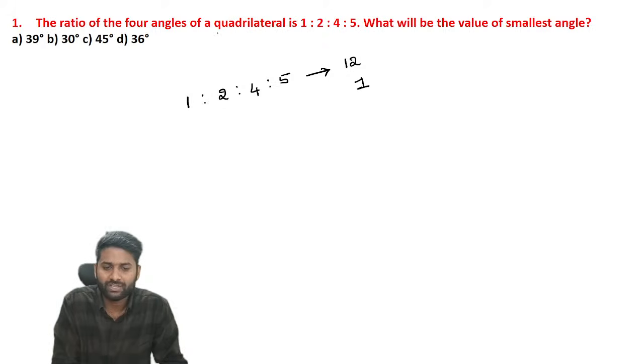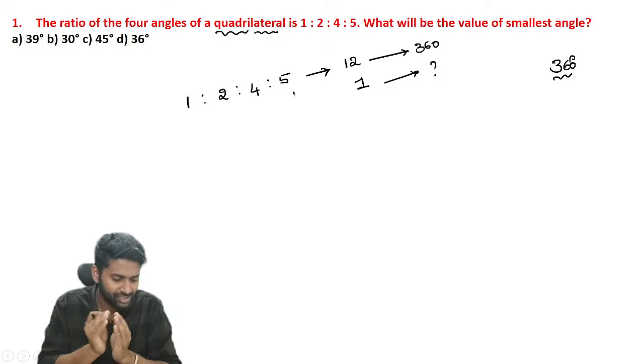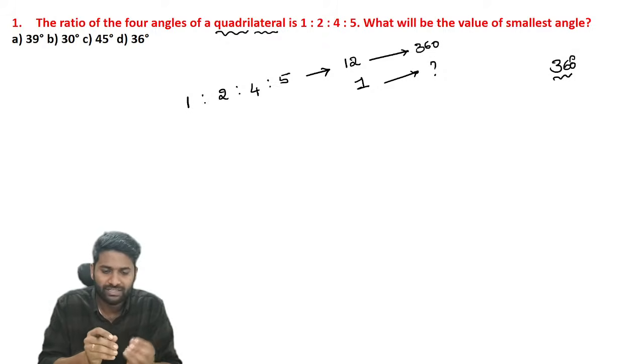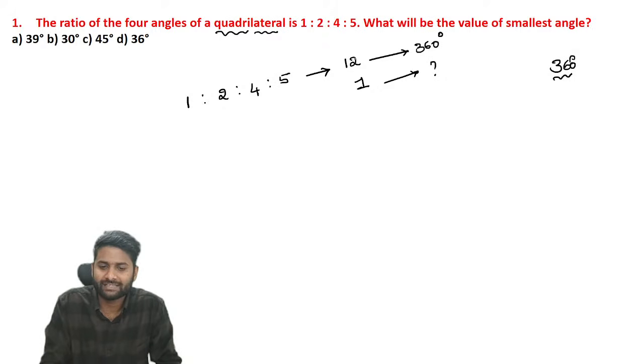But according to the question, they are talking about a quadrilateral. The sum of all the interior angles of a quadrilateral is 360 degrees. Now you can compare: 12 units is equal to 360, then how much is 1? If 12 units is equal to 360 degrees, then each unit is equal to 30 degrees. So the smallest angle is equal to 30 degrees.